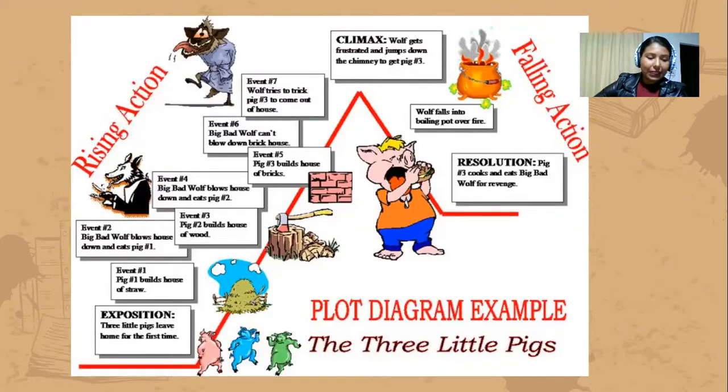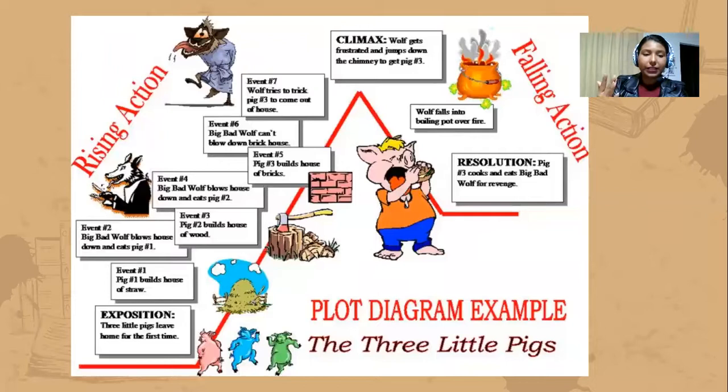Okay, let's start with the exposition. The three little pigs leave home for the first time. Why is this the exposition? Because we know that the story will have three little pigs. Okay, we know the characters of the story. Then we have a series of events that will summarize, I can say, the rising action.